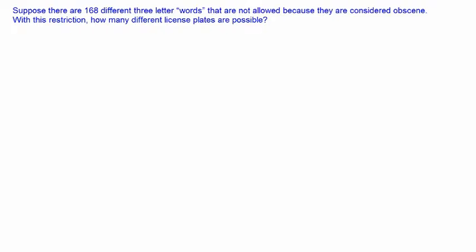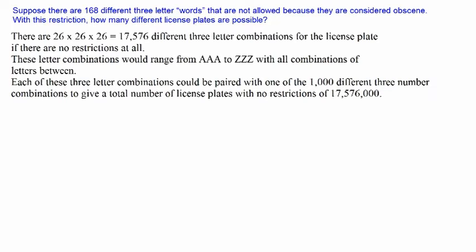Continuing the example, suppose there are 168 different three-letter words that are not allowed because they're considered obscene. With this restriction, we want to count how many different license plates are possible. So the total number of three-letter combinations with no restrictions we find to be 26 times 26 times 26. We have a choice of 26 letters for each of the three-letter slots. That gives a total of 17,576 different three-letter combinations for the license plate if there are no restrictions.